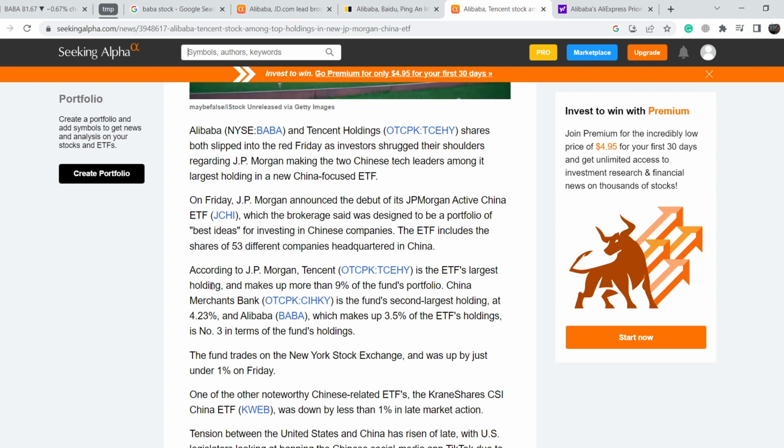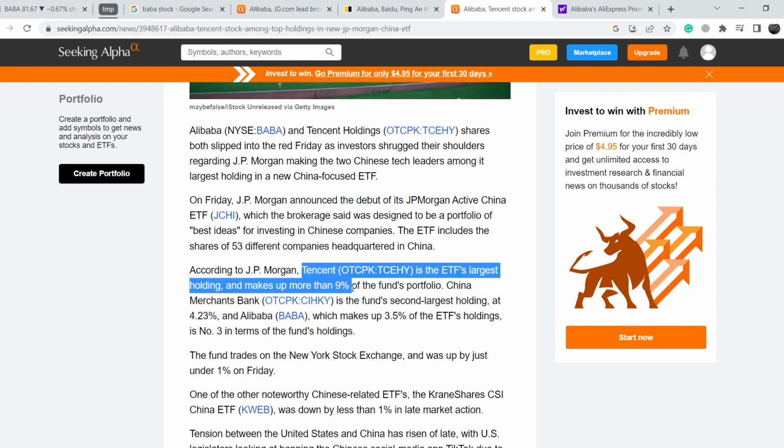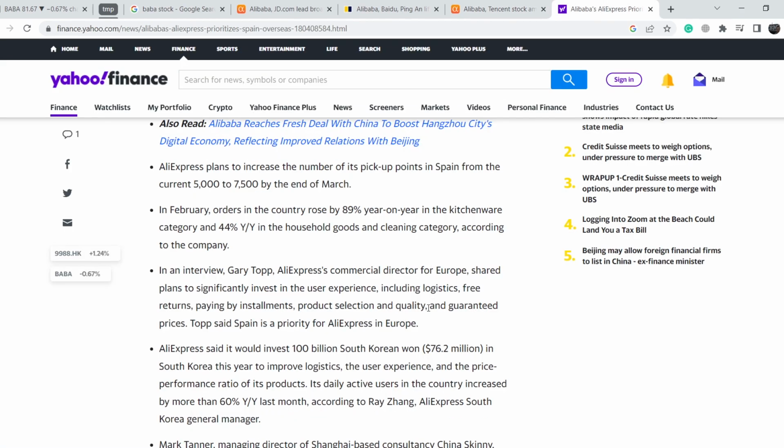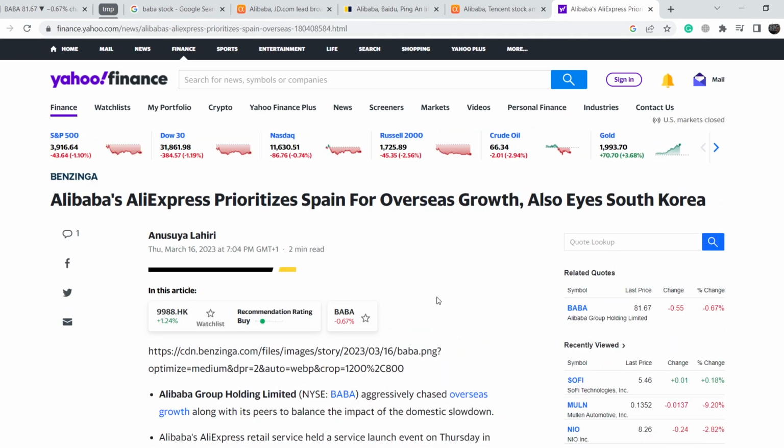It is Tencent Holdings with 9% of this fund's portfolio. Next, China Merchants Bank, at 4.23% in this ETF, and Alibaba with 3.5% of the ETF's holdings. This means JP Morgan believes that Alibaba is undervalued right now, and they believe that Alibaba will go higher from current ranges. Let me show you another news that is quite bullish and that is related to their retail business.